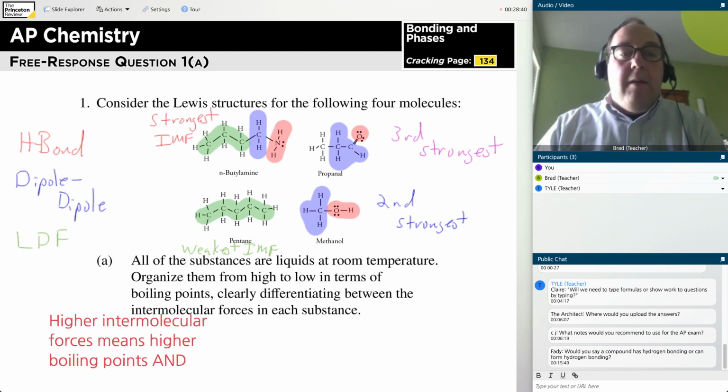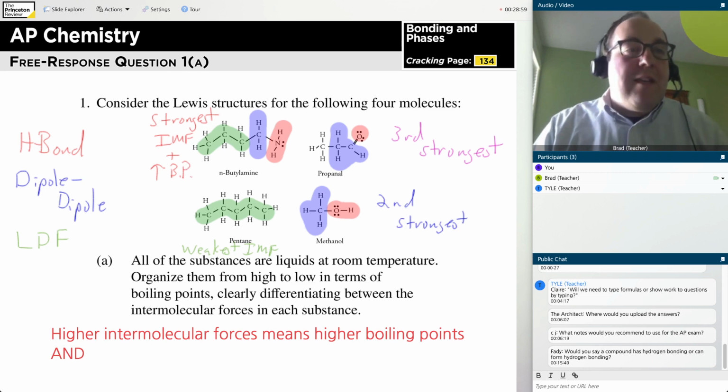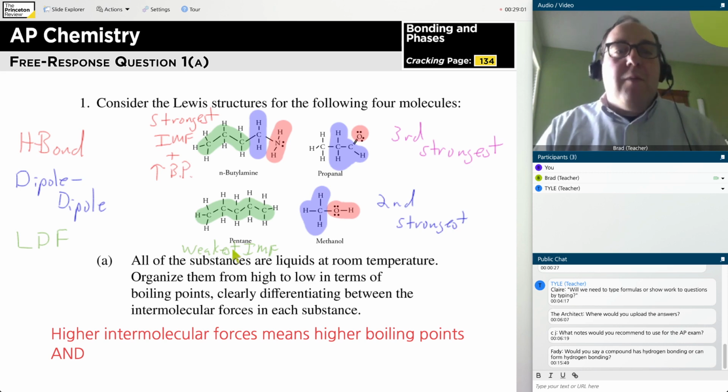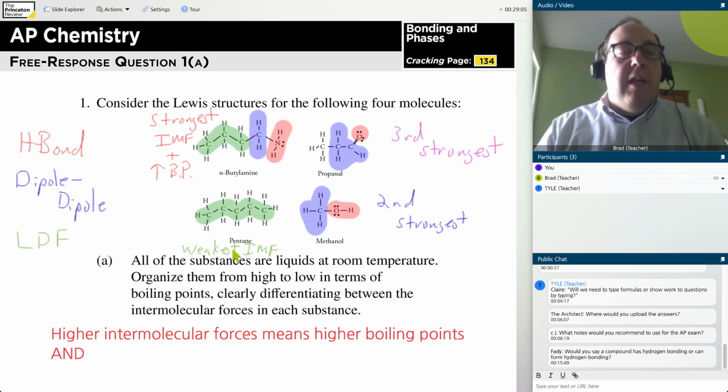Right? The higher the intermolecular forces are, the harder we need to pull to get those molecules apart into the gaseous phase. So the strongest intermolecular forces here, butylamine, is also going to be the one with the highest boiling point. So strongest intermolecular forces and the highest boiling point. You guys can fill in how the weakest intermolecular forces would correlate to the lowest boiling point as well. One more thing here before I move on.